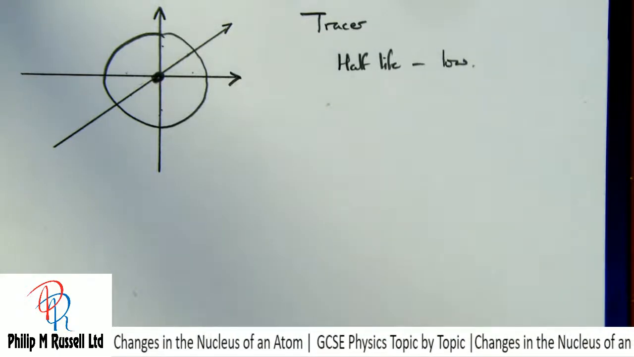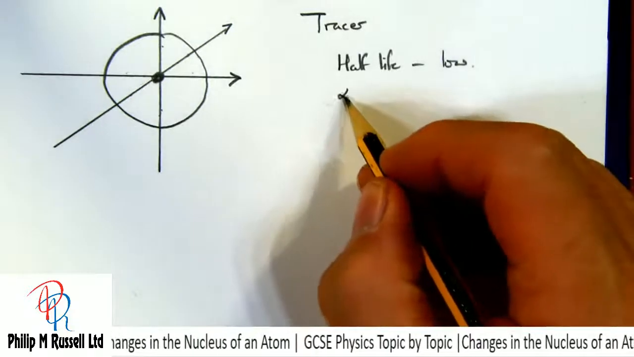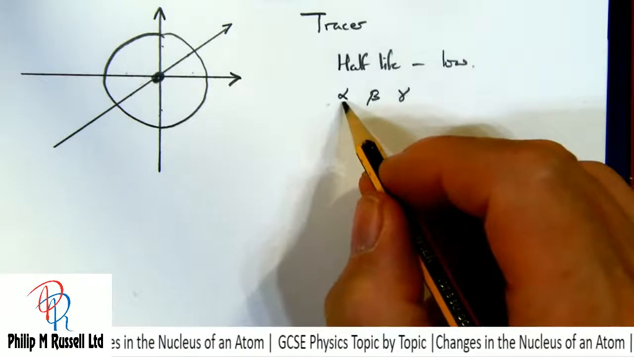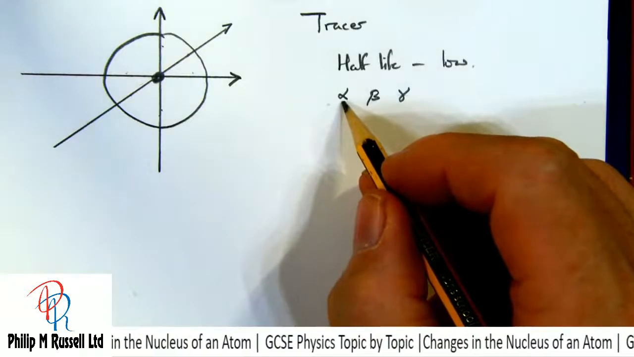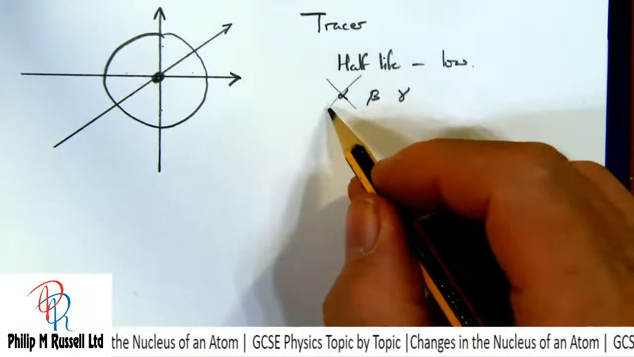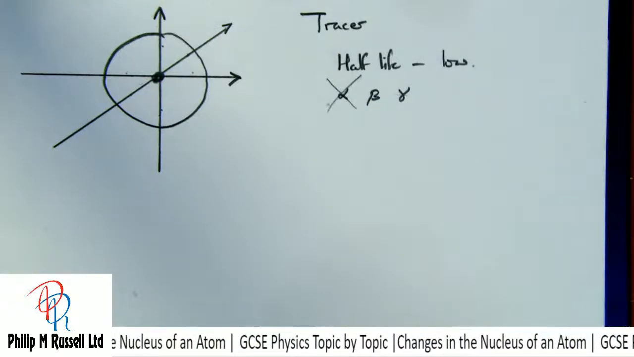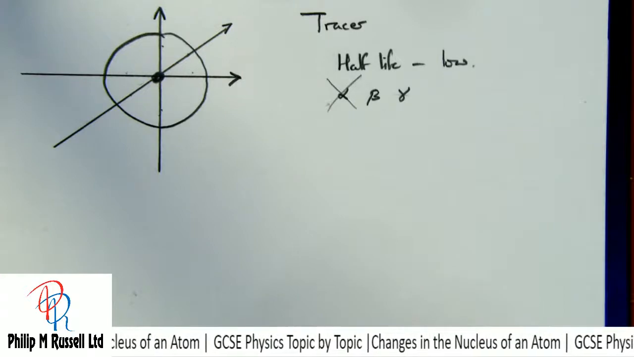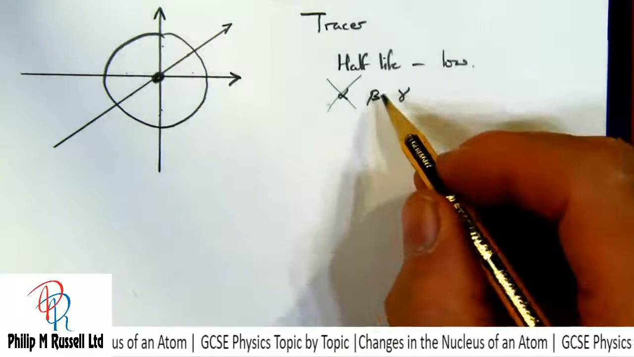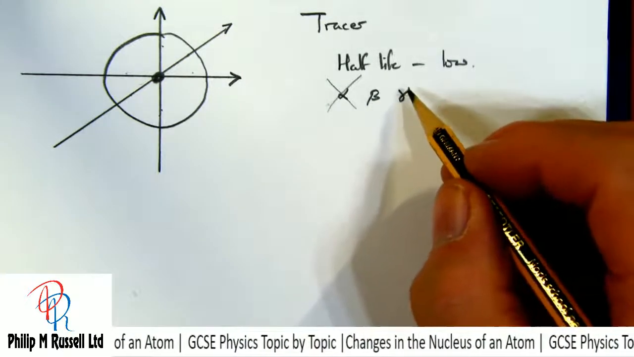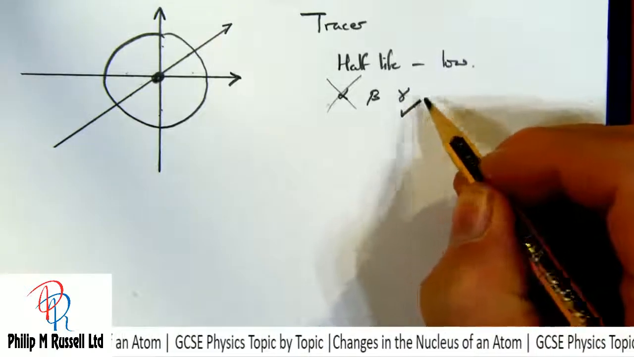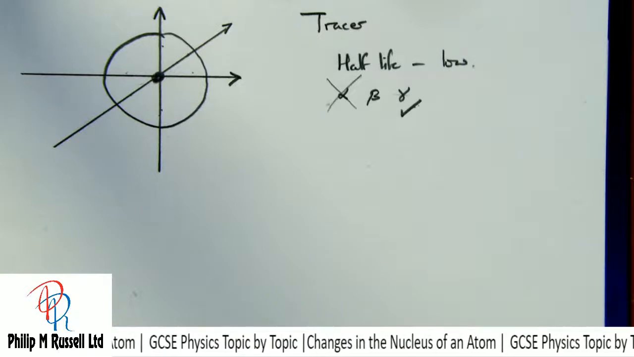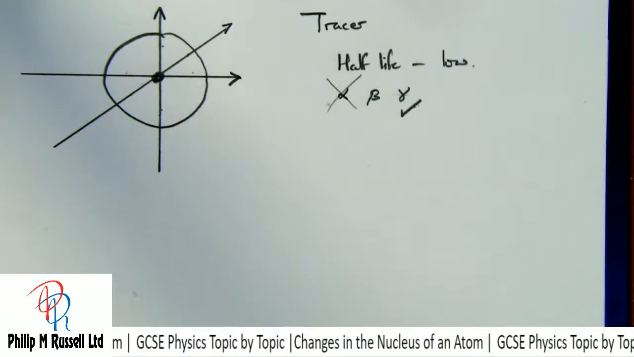Now we can also choose what radiation we're going to emit: alpha, beta or gamma. Alpha at close range is going to do a lot of damage, so probably not that one. And beta radiation is going to cause us perhaps some problems, so gamma might be the best choice because it's going to do perhaps the least damage to the person.